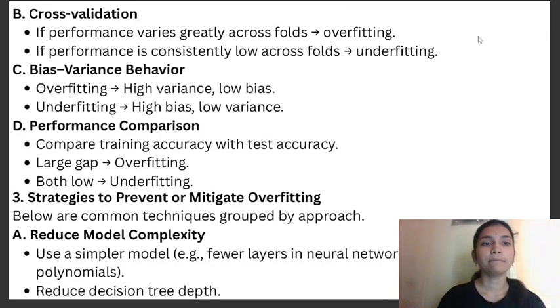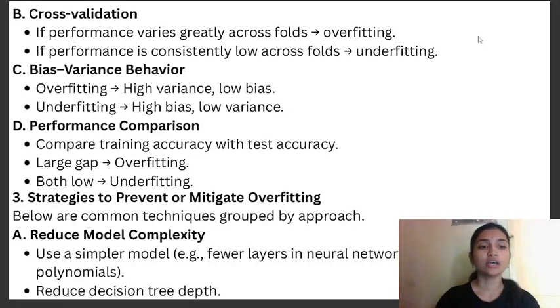Now we'll discuss bias variance behavior. In overfitting, variance is high but bias is low. In underfitting, bias is high but variance is low. Okay, now performance comparison. Compare training accuracy with test accuracy. Large gap means overfitting. Both low means underfitting.